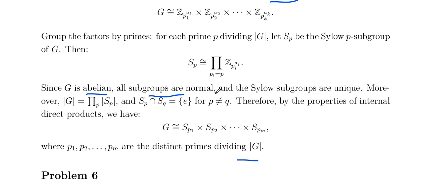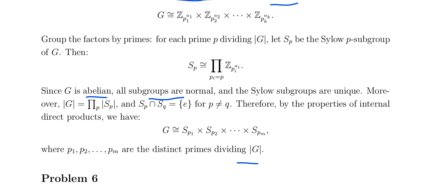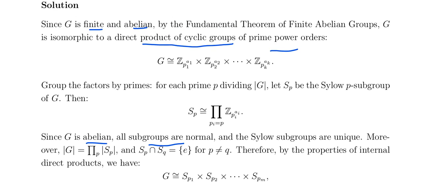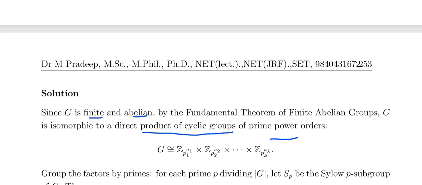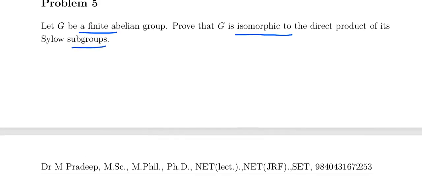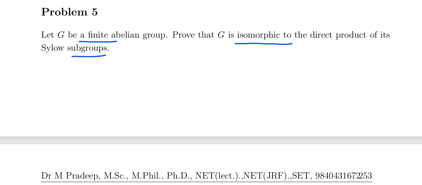So G is a finite abelian group, that is, we can express G as isomorphic to the direct product of its Sylow subgroups. Okay, it's maybe a very important result.